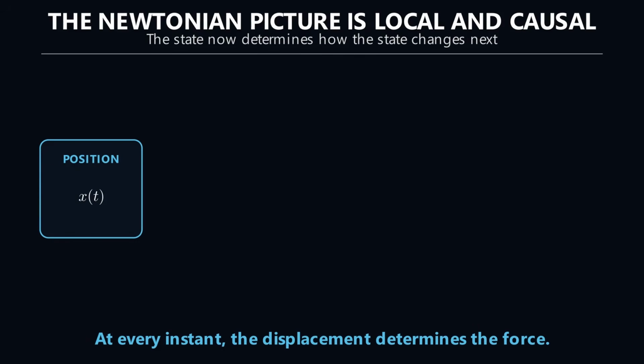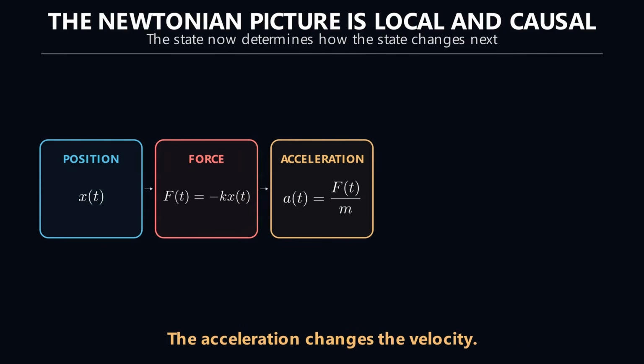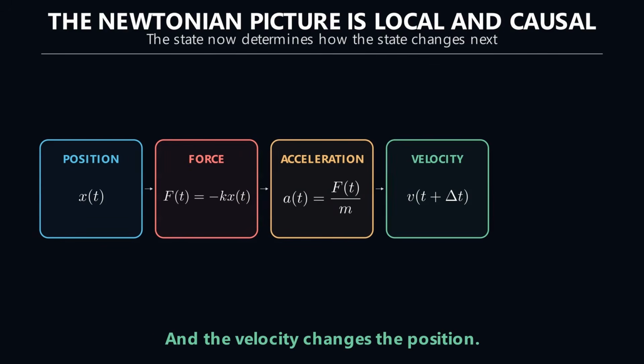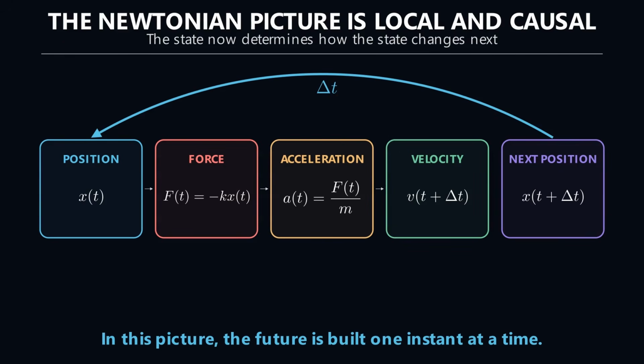The logic is very direct. The position tells us how stretched or compressed the spring is. That gives us the force. The force gives the acceleration. The position changes, the force changes too. So the calculation updates from one moment to the next. This is the basic Newtonian chain for this problem.